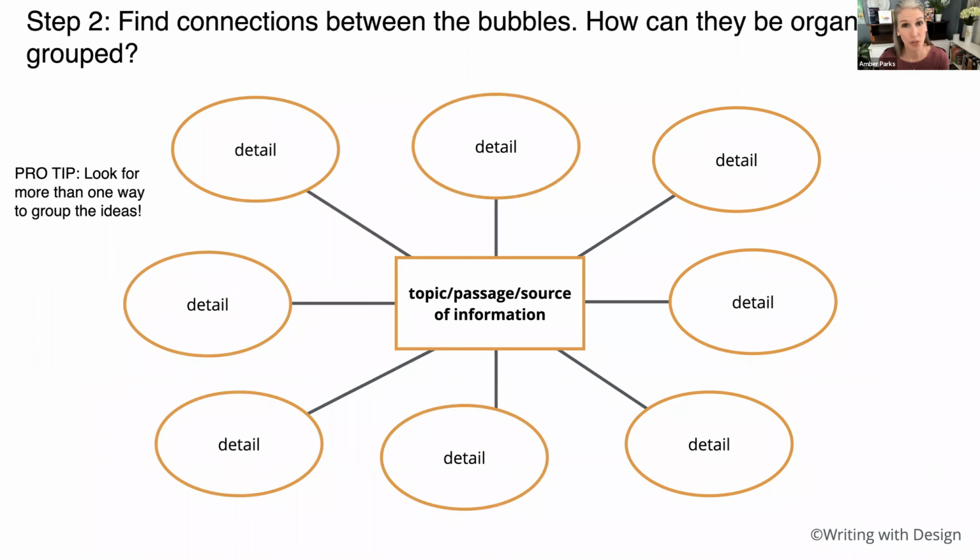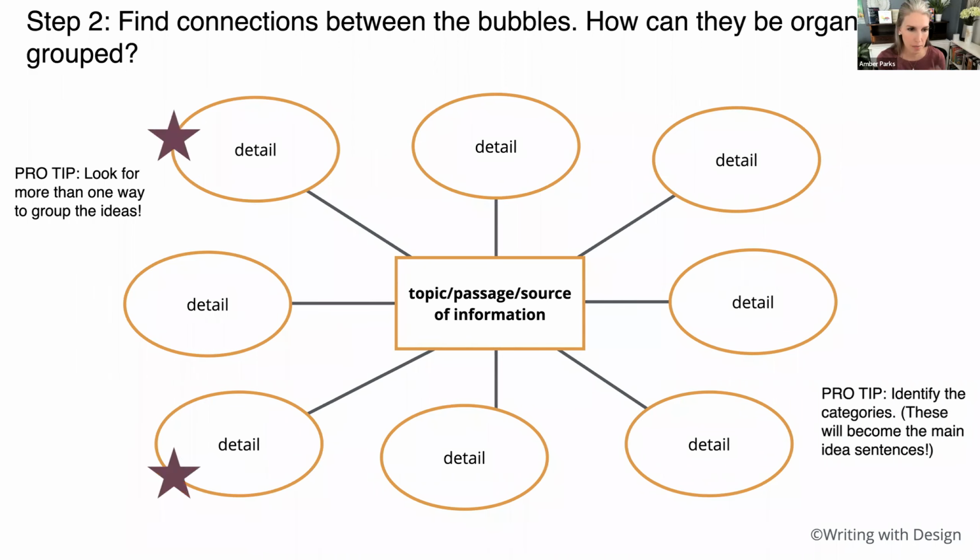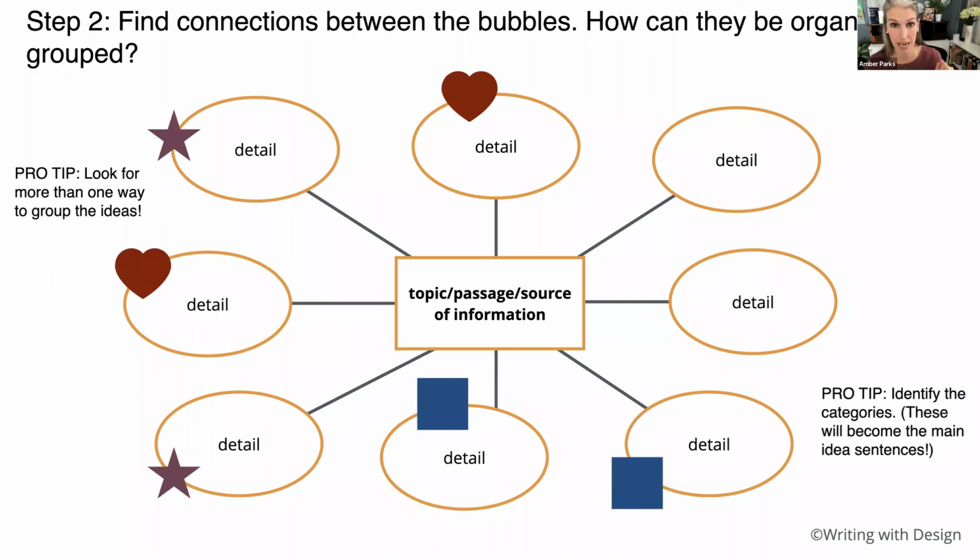So step number 2 is where the grappling comes in, right? Where we want to start to see, how can I connect these bubbles? How can I connect these dots into more organized groupings? And that is the beginning of paragraphs. So we want students to think about, oh, this bubble and that bubble go together. So I'm going to put 2 stars on them because they're connected.